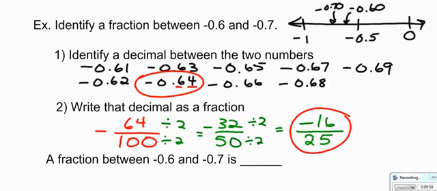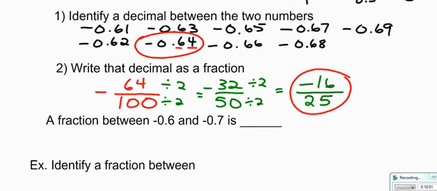If you don't believe me, type it in your calculator. You should get negative 0.64. Again, if you picked a different example, you're going to have a different decimal, but it should be in between our two rational values.